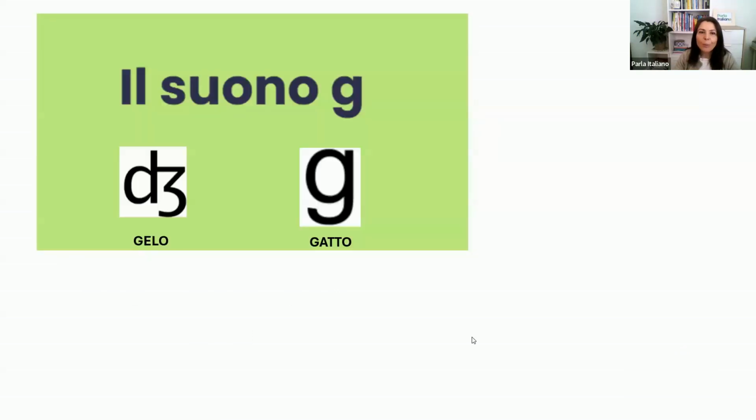Very good. Ready to practice? Then take a piece of paper and a pen, and then draw a line to create two columns. On the one side, you will have the soft sound, J, as in gelo, and on the other side, you will have the sound G, as in gatto. Ready? Now, I'm going to read to you a few words, and you need to write them in the right column. Let's go. Gufo, gufo.